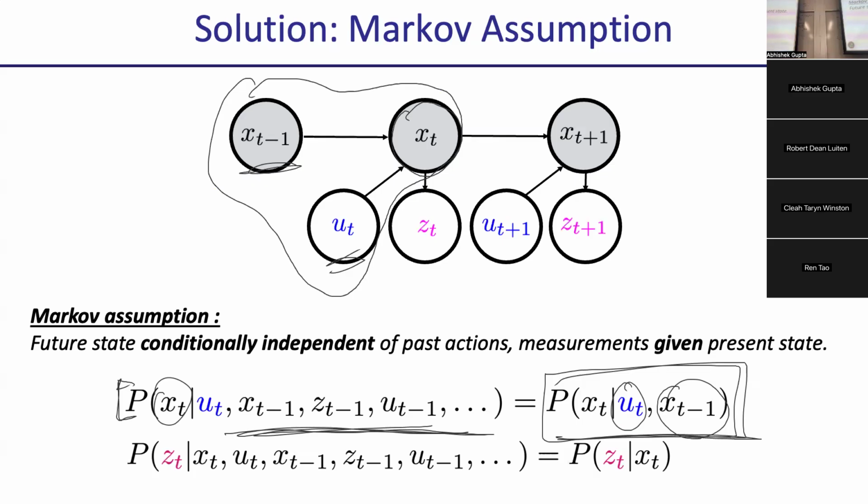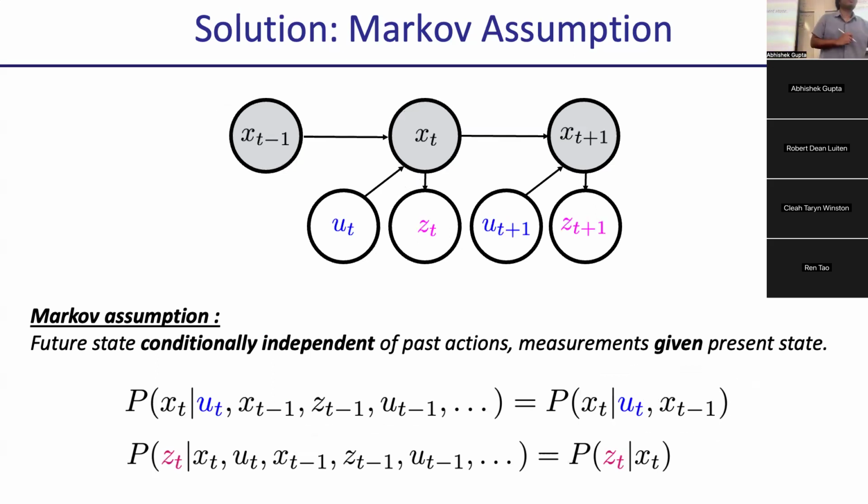I don't have to have a table of all of the past history, right? And so that's the first part of the Markov assumption. The second part of the Markov assumption says that the likelihood of a measurement given X, U, and history just depends on the current state. That's it. If I'm a robot, I'm going to get a sensor reading. It only depends on my current state. It does not depend on my history, right? And so what it's saying is that X_t is a sufficient statistic for history.